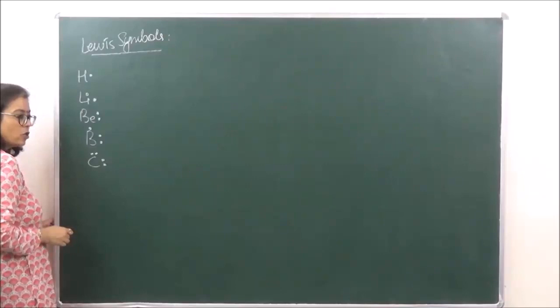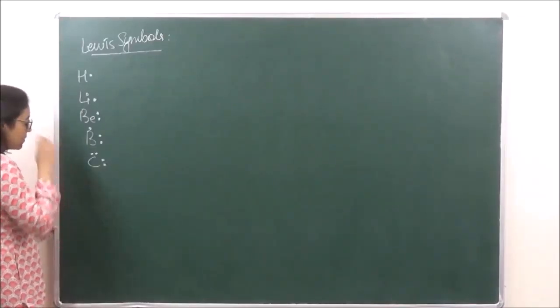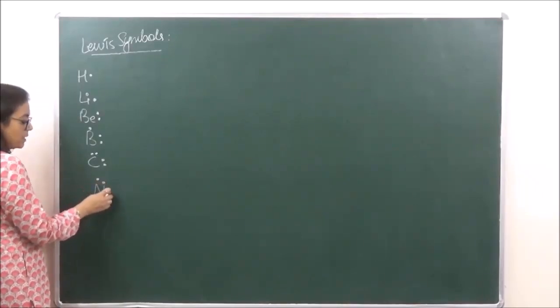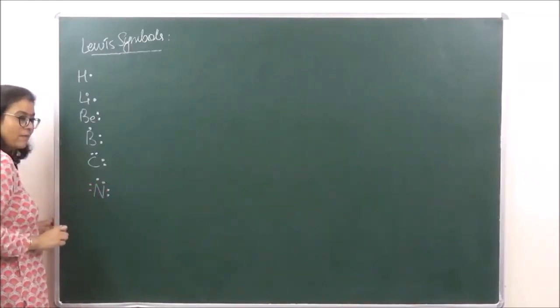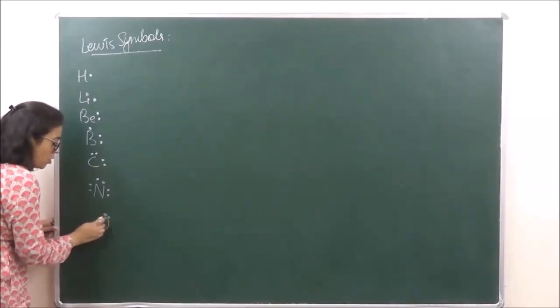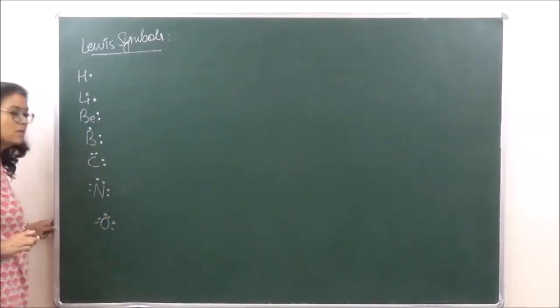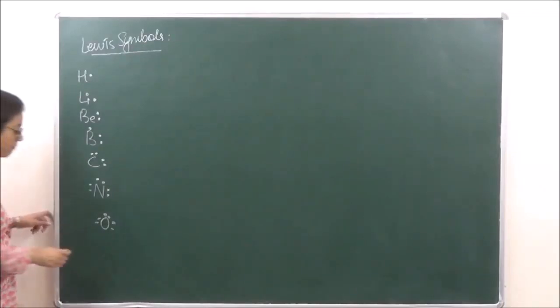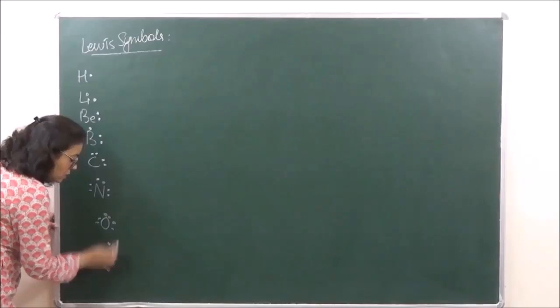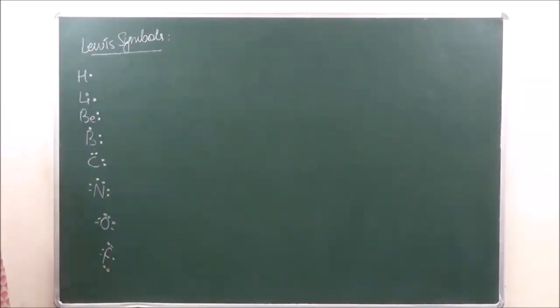Carbon has 4 electrons, right? उसके बाद हमारे पास आ जाता है nitrogen. Nitrogen has how many? 5 electrons. So 5 electrons can be shown like this. Then we have oxygen. Oxygen has 6 electrons, which can be shown like this. And fluorine has 7 electrons, which can be shown like this.